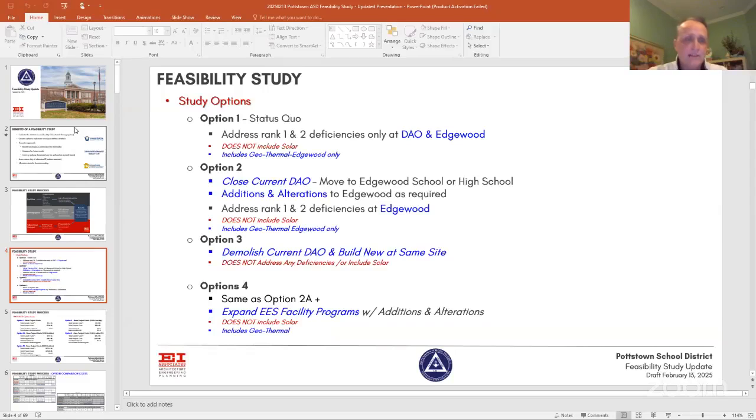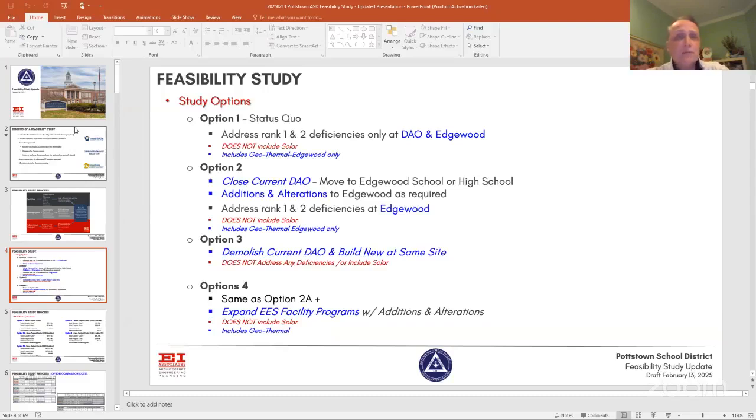But for the intents and purposes of this presentation, this is where we're focused right now, with option number one being the status quo. It's basically just going through the deficiency list and addressing rank 1 and 2 deficiencies, both at the district administration and Edgewood. You also see in red here, and we'll get to this in a second, we started looking at solar and also geothermal, and we look at that from a value and potential cost savings to the district. We'll get a little into that in subsequent slides.